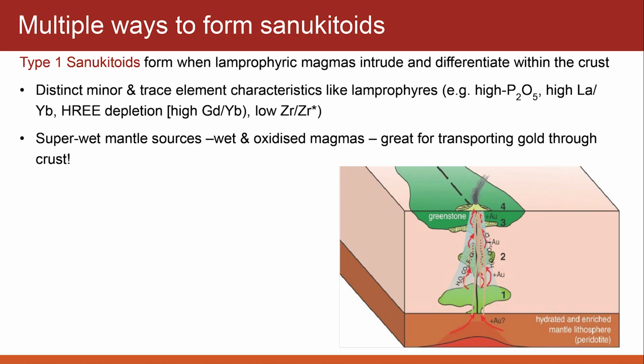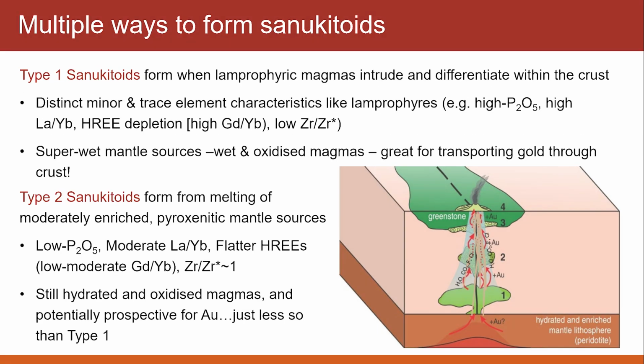And these characteristics, along with the hornblende, suggest very, very wet mantle source regions, and these lead to very, very wet and oxidised magma compositions. So those characteristics are fantastic for transporting gold through the crust. And there's that schematic diagram of how that possibly works there.